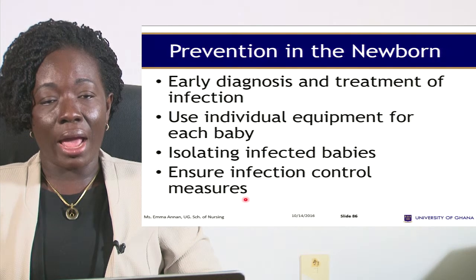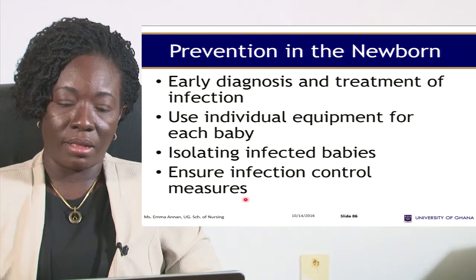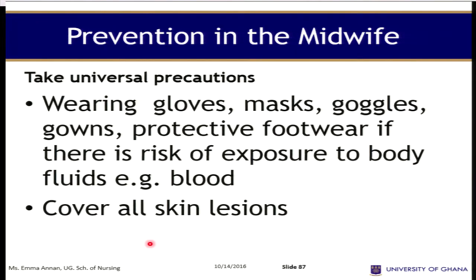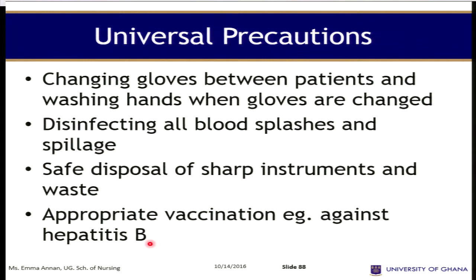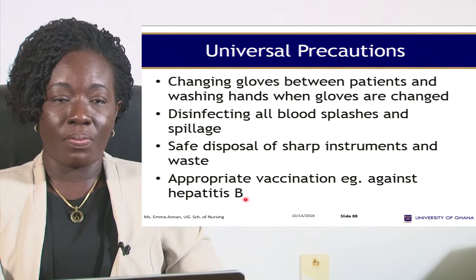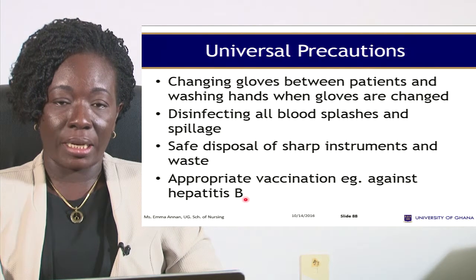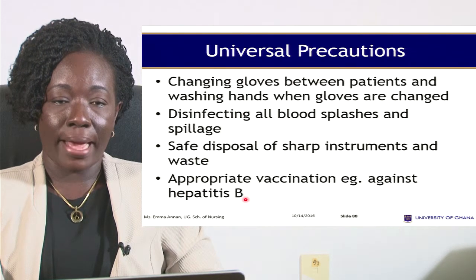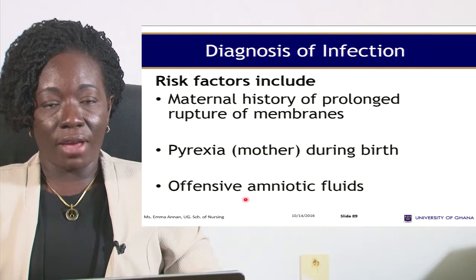You have to use individual equipment for each baby. You isolate infected babies and ensure infection prevention measures. For the midwives, we have to make sure we apply the universal precautions, which I'm sure you know, that is wearing of gloves, masks, goggles, and so on. Cover all skin lesions. Then changing gloves in between patients, disinfecting all blood splashes and spillage, and appropriate vaccination, especially against hepatitis B.